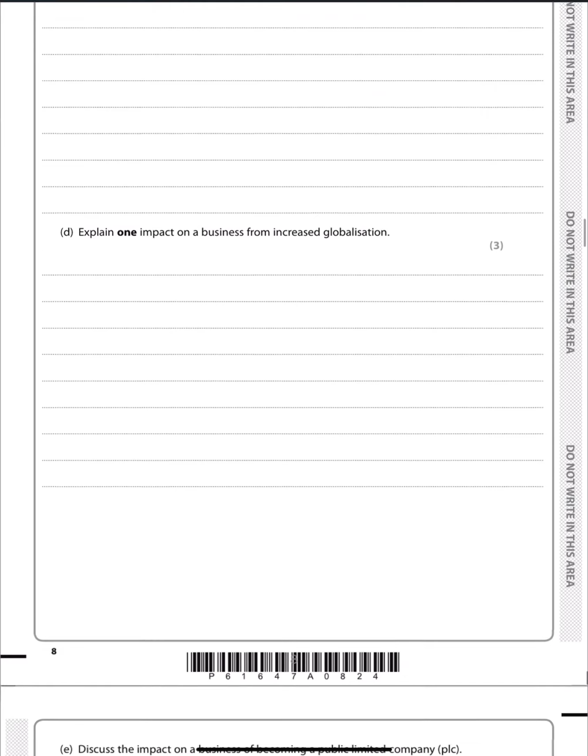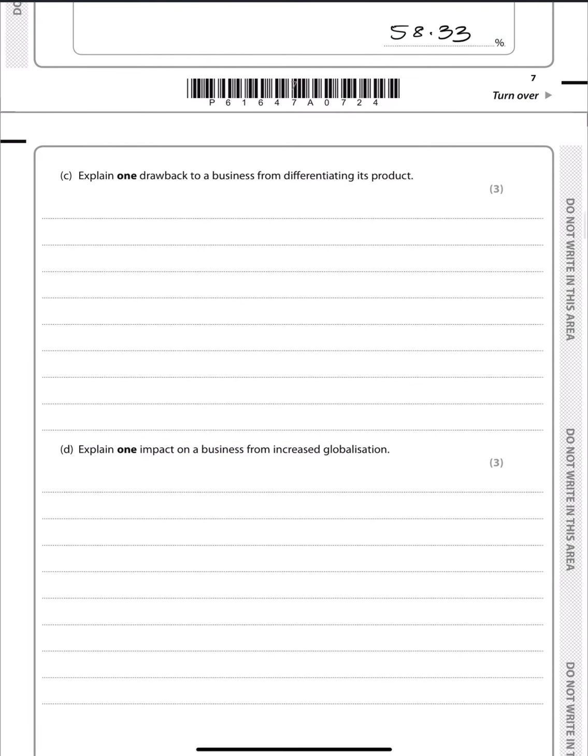Moving on to part C. Explain one drawback to a business from differentiating its product. So far we basically learned how differentiation is so good, how differentiation gives you a competitive advantage, allows you to charge a premium price. But now this question is slightly different. It's asking us how differentiating is a disadvantage for me as a business.